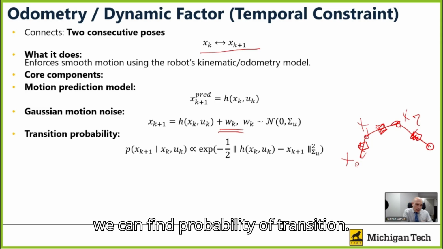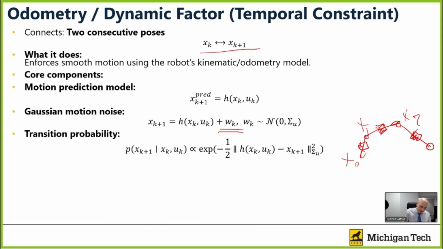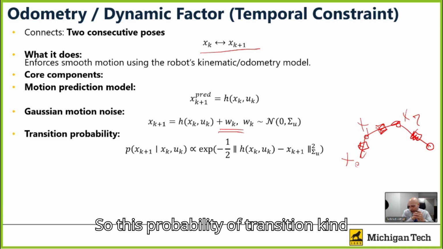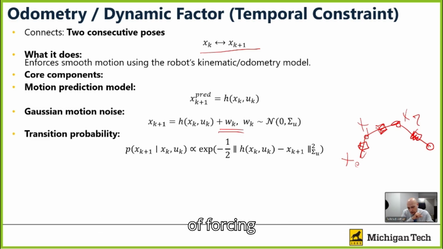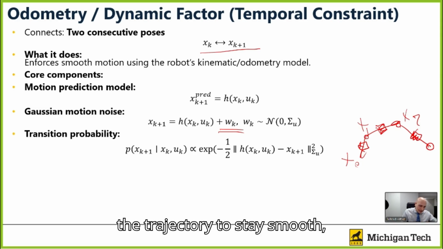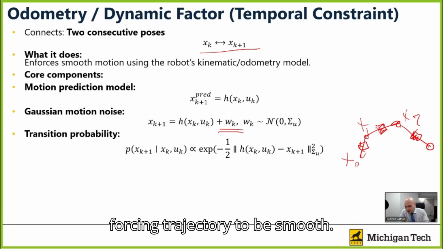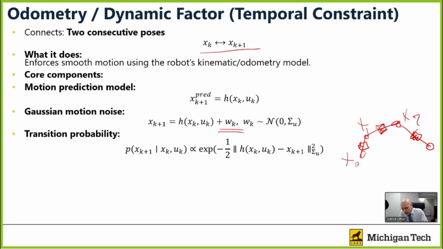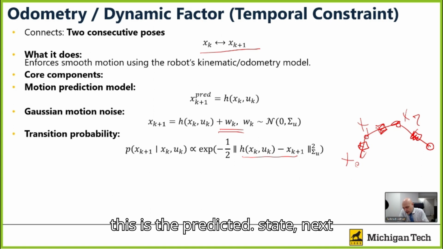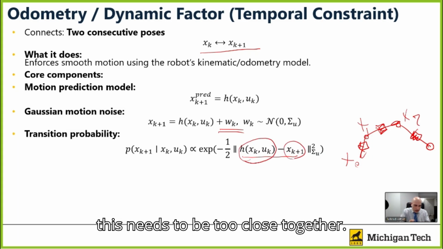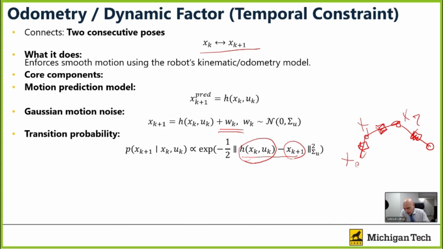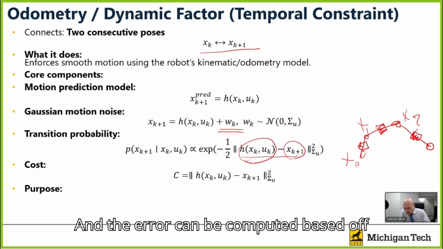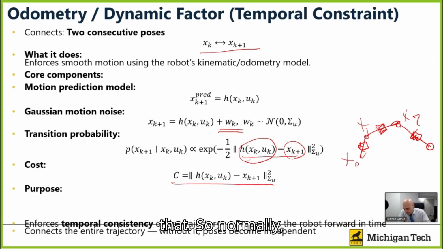And we can find the probability of transition. This probability of transition kind of forces the trajectory to be smooth. This is the predicted state, the next state, and this is the next state, and these two need to be close together. And the error can be computed based off that.